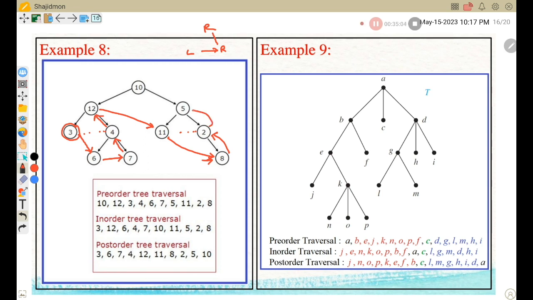Again number 5, the root vertex, the main root vertex, is equal to number 10, this order. Okay, so this is the post order traversal. Now we have another example, example number 9 here. You can see we need to write what is the pre-order traversal, in-order traversal and post-order traversal.